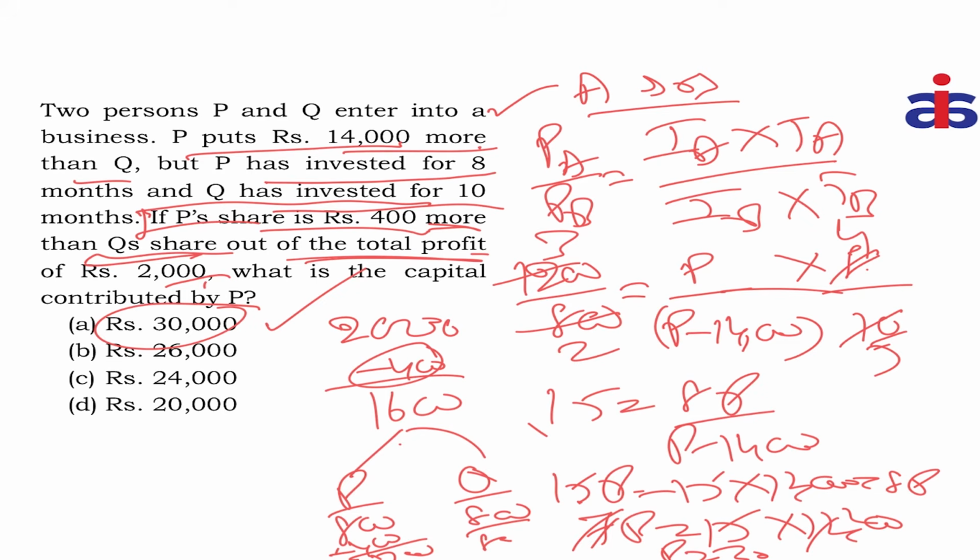Yes, that is it. If you know the rule, if you know the way, just within 1 minute you will get the answer, no problem, right? So only you have to make some effort on dividing the total profit into P and Q.